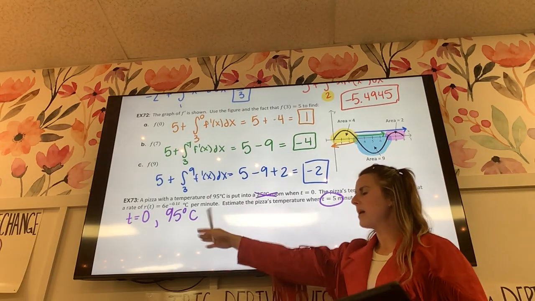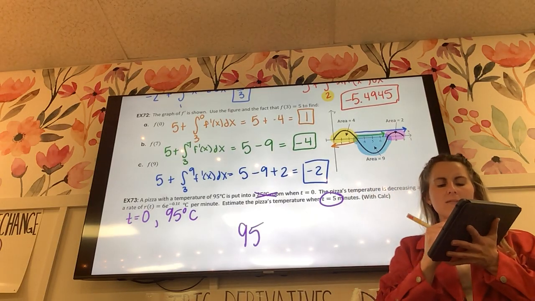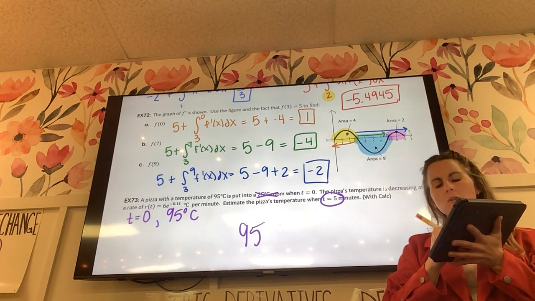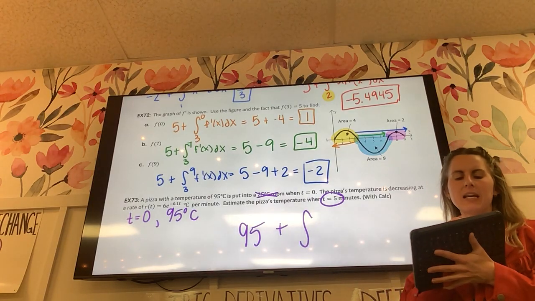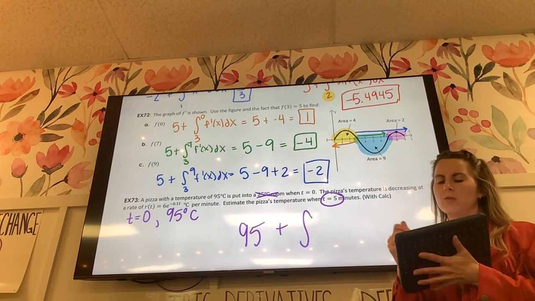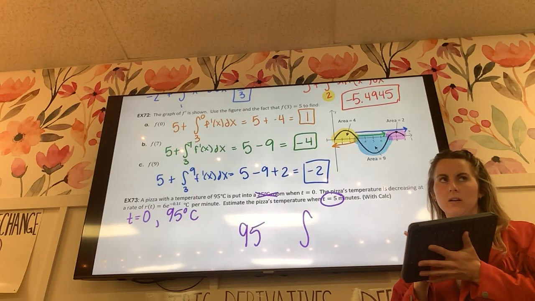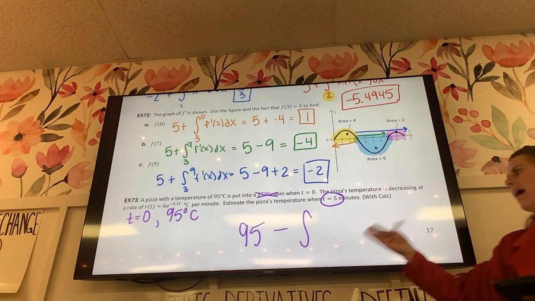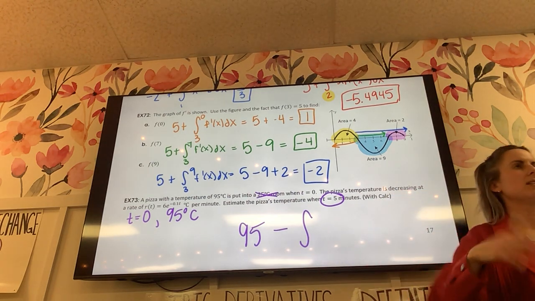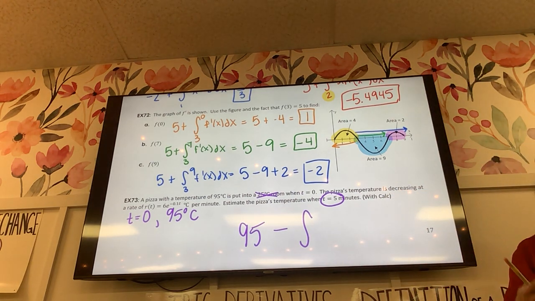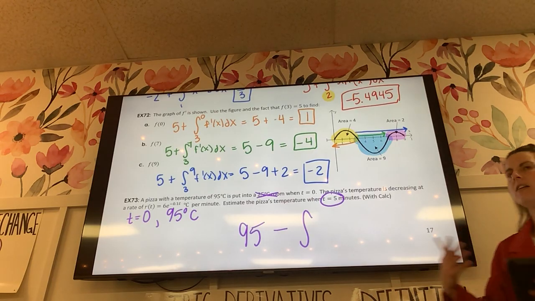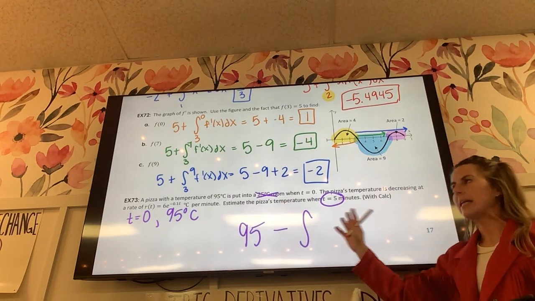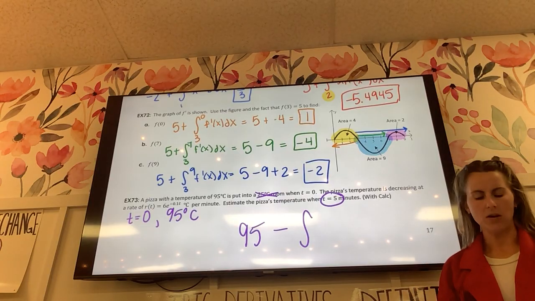All right, so this is my initial condition. So I'm going to start with 95 degrees. Now, normally you add the integral, but in this case, I'm actually going to subtract. Why are you subtracting? It's decreasing. Your temperature is decreasing. And if you were to add your integral and your temperature increased to like 120, hopefully you would get that answer and be like, that seems wrong. Because you're not going to go from 95 degrees to 120 degrees. That's not going to be right. And then you can reevaluate, oh, I'm probably subtracting since it's cooling down.